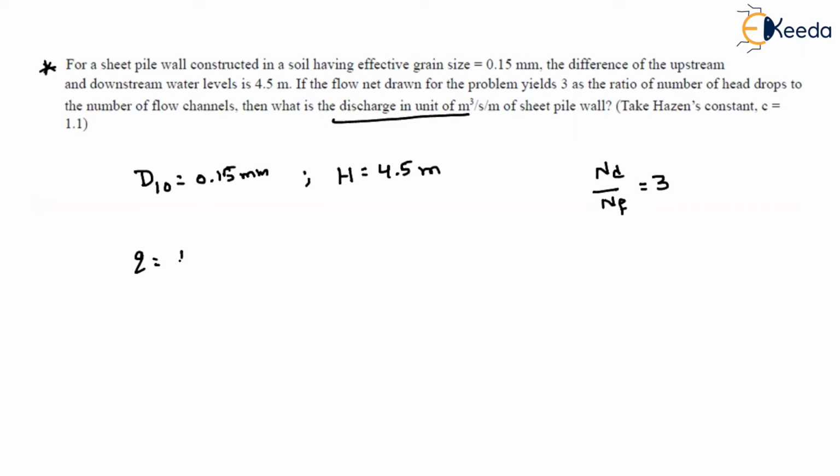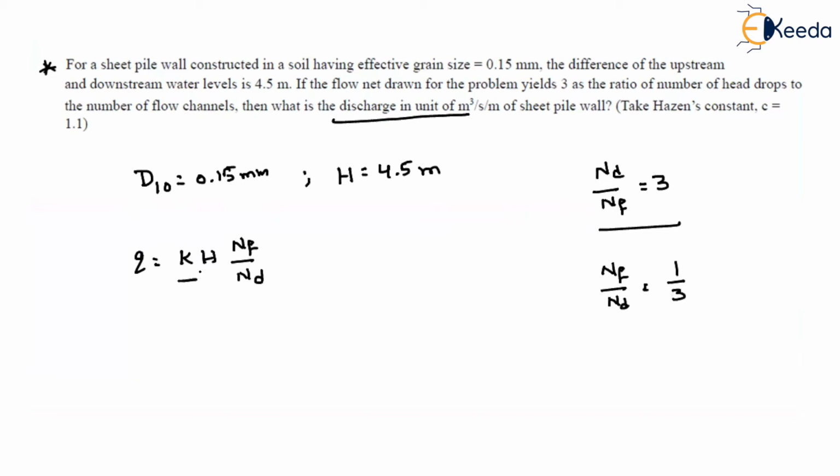How can I find the discharge? Again, permeability into H into NF divided by ND. H value we know. And what about NF by ND? ND by NF is given. Don't be in a hurry that you can take 3 value. But we need to find NF by ND. That is nothing but 1 by 3.